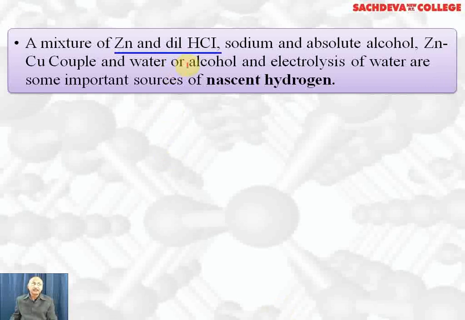A mixture of zinc and dilute HCl, sodium and absolute alcohol, zinc-copper couple and water or alcohol, and electrolysis of water are some important sources of nascent hydrogen. Remember, the reactivity of nascent hydrogen will depend upon the source from which it is obtained.